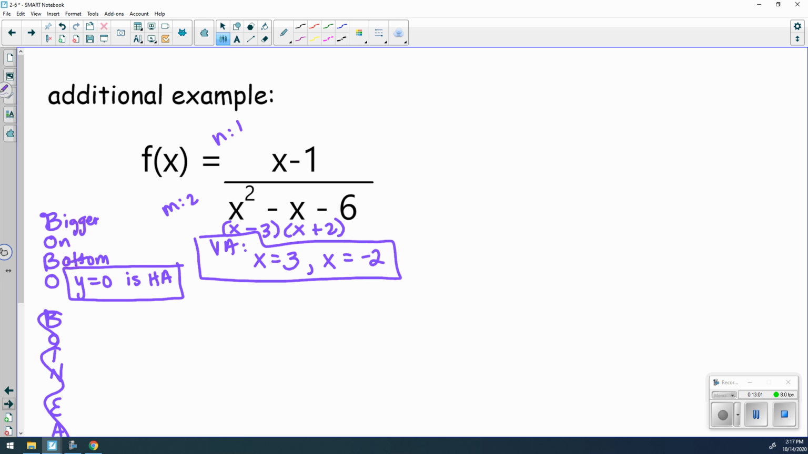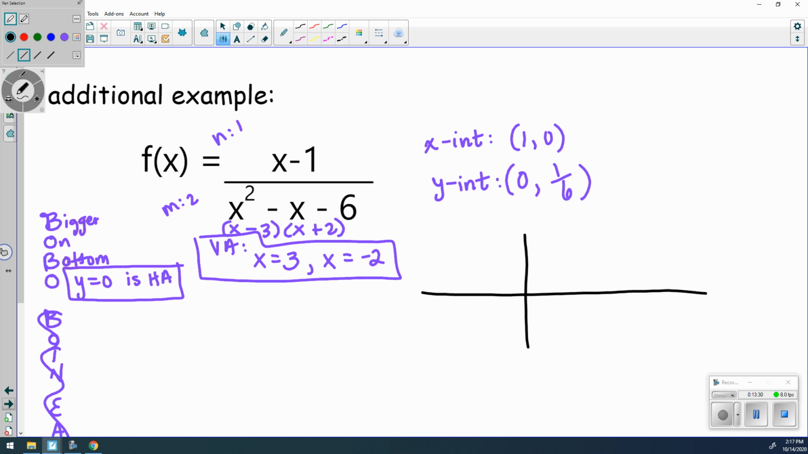Something else we need to know is our intercepts. Our x-intercept will be the unique zeros of the numerator. So that will be 1, 0, because x equals 1 would be a 0 of the numerator. Our y-intercept, if I plug in 0, what will I get out? I'll get out positive 1/6. Okay, I think we're ready to graph. Let's do it.